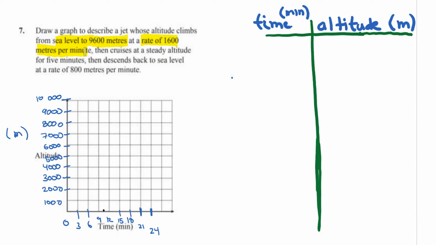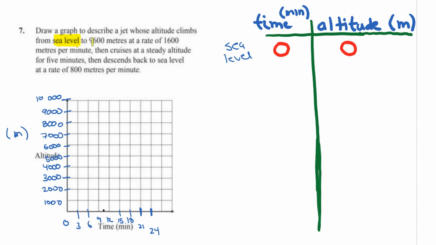Then it cruises at a steady altitude for 5 minutes, and then it descends back to sea level at a rate of 800 meters per minute. Okay, so quite a bit going on in this problem here. So let's break this down step by step. All right, so we start off at sea level. Sea level is basically a height of 0, and that's going to be at the very beginning.